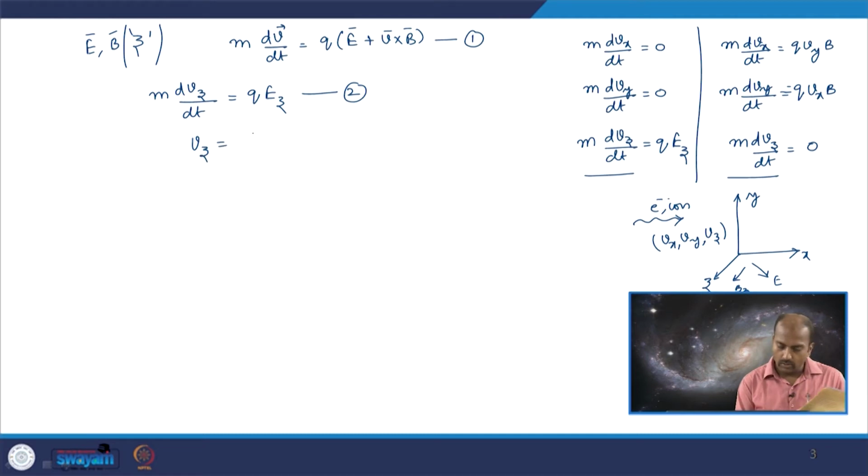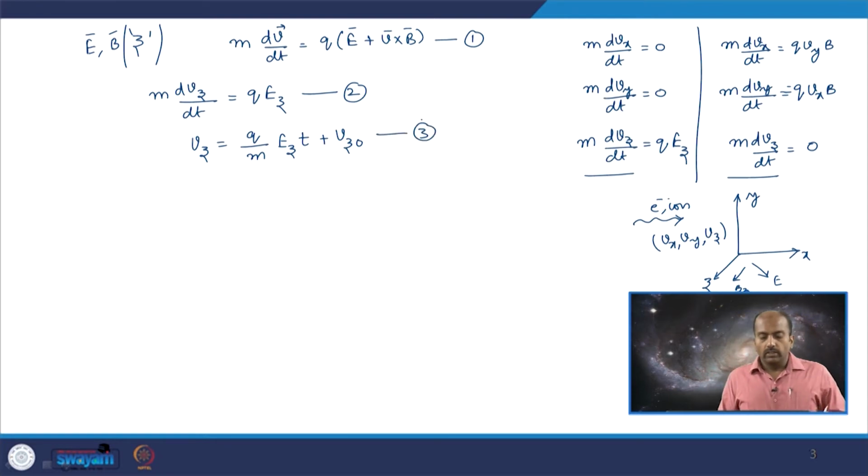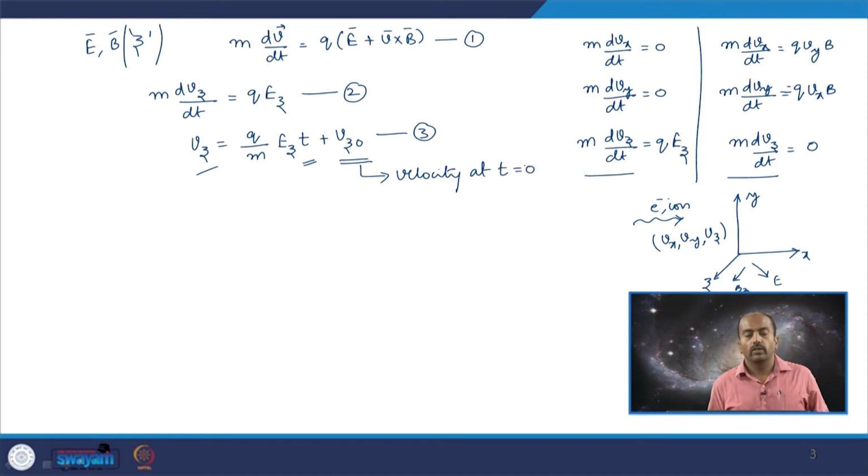Vz equals q by m Ez t plus Vz0, which is just a constant. So, here we have got the velocity as a function of time. What does it indicate? It indicates that Vz changes linearly with time, starting from the initial value. This is the initial velocity, the velocity at t equals 0, right. Now, similarly, we can write the other components of velocity.